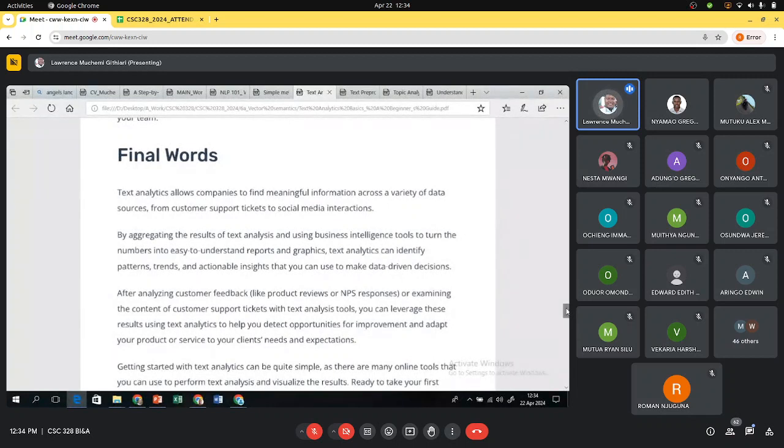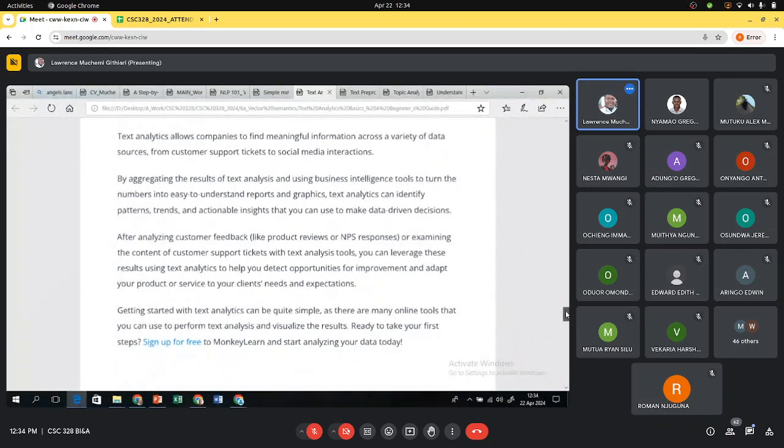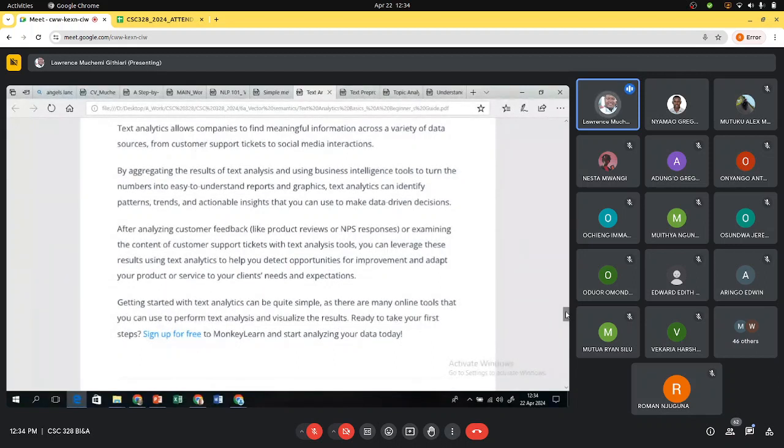Of course, once you analyze the customer feedback, or you examine things like the tickets, then you can leverage these results on the analytics itself. In other words, you can use the two results together, from the analysis and now on the analytics, to detect opportunities for improvement.